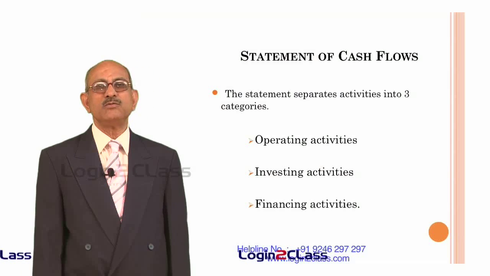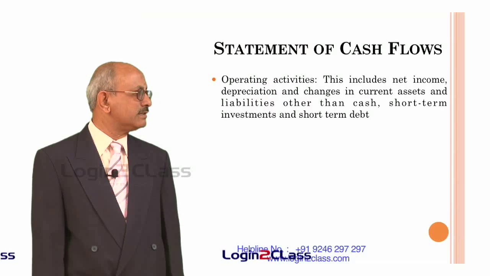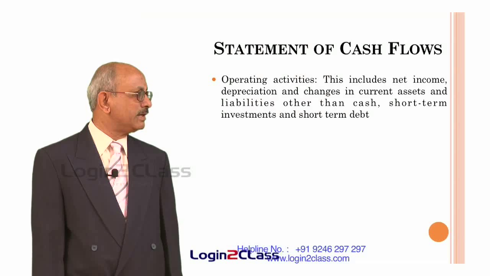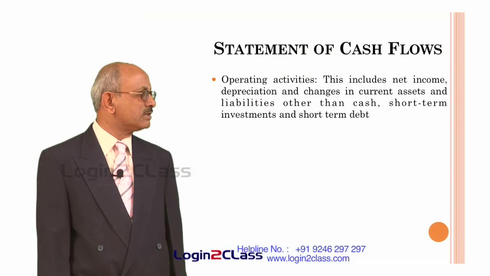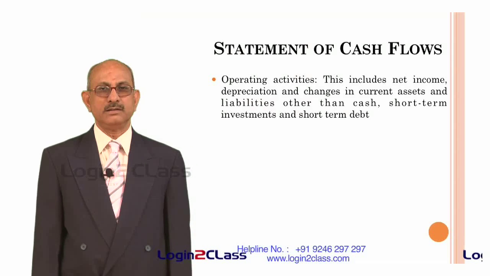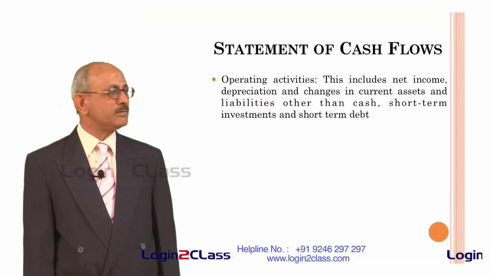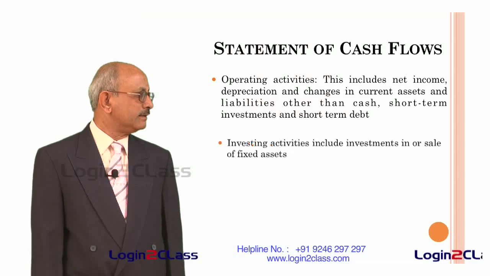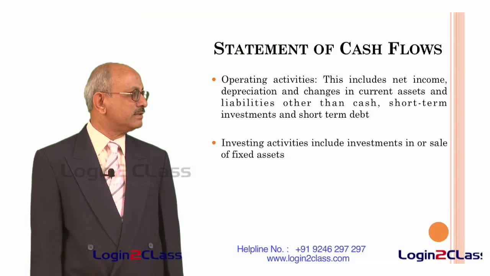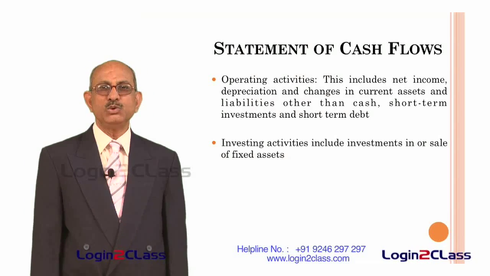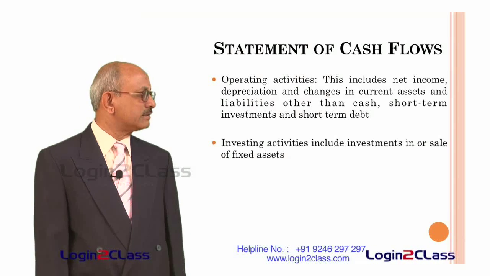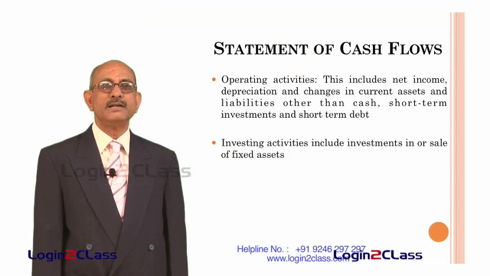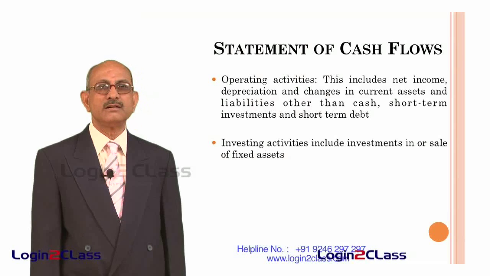So, let us now try to understand what is the meaning of these activities. Operating activities include net income, depreciation and changes in current assets and liabilities other than cash, short term investment and short term debt. That means all operations which result from the operations of the entity are treated as operating activities. And investing activities include investments in or sale of fixed assets. That means any use of cash or inflow of cash on account of either purchase of fixed assets or sale of fixed assets are included as part of investment activities. They are called investing activities.